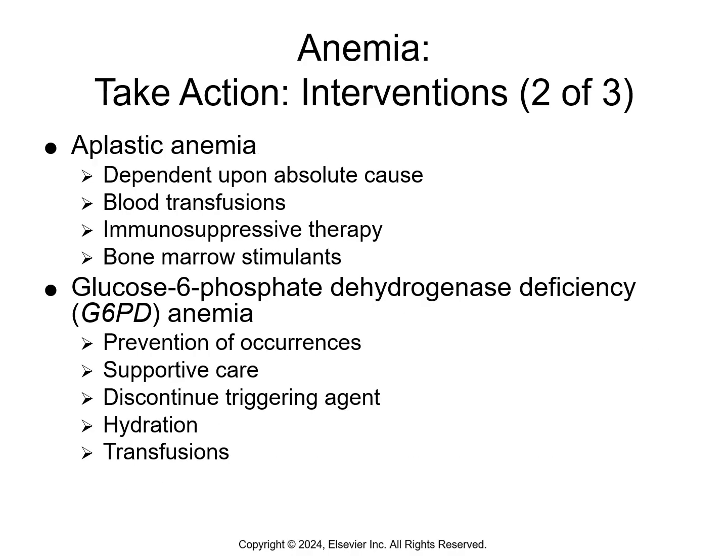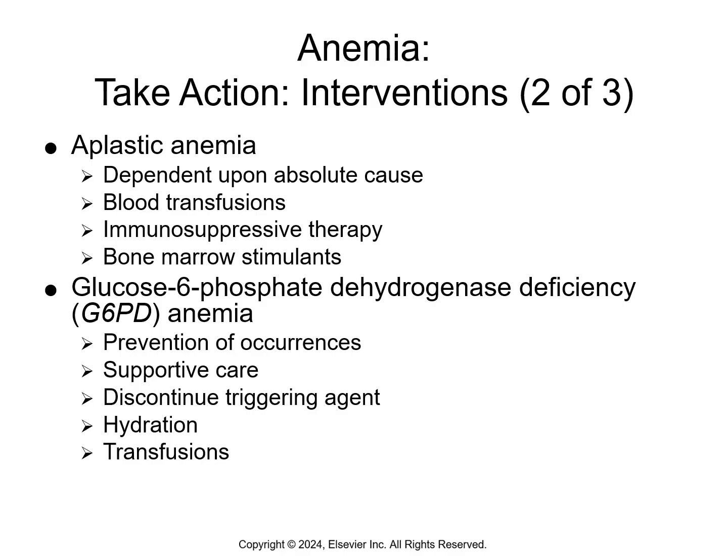Aplastic anemia, this is serious because it's bone marrow failure. Usually we'll see low red blood cells, low white blood cells, low platelets, so patients will present with fatigue, infection risk because of the low WBCs, and of course bleeding risk with low platelets. It's treated by blood transfusions and immunosuppressive therapy and bone marrow stimulants.